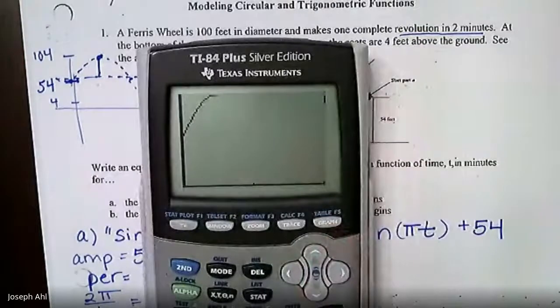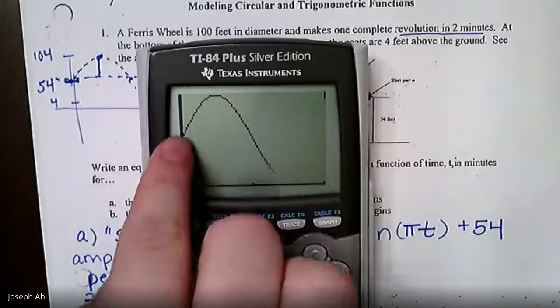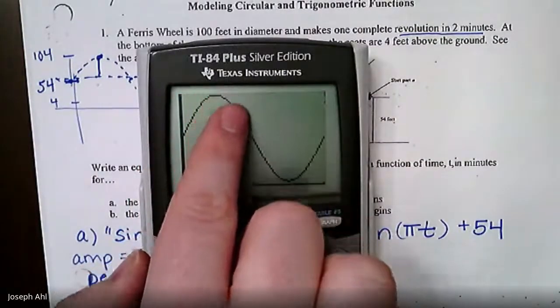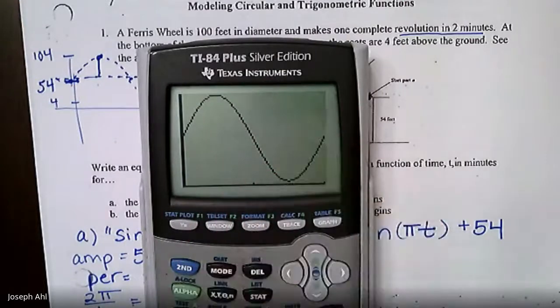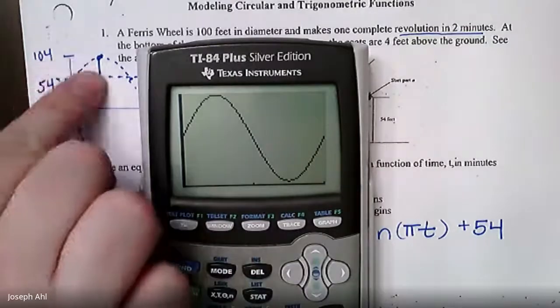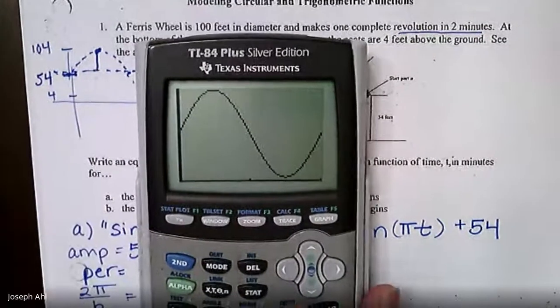And if I hit graph, here we are. Okay, so we went up, we got to the highest point of the Ferris wheel, came back down to where we hit the ground, and then we got back to where our original location was. That is exactly what we predicted based on this graph over here.